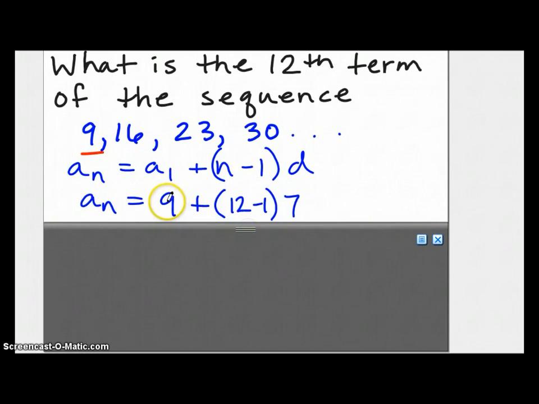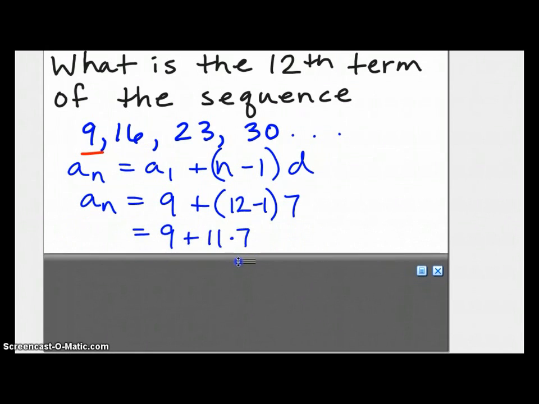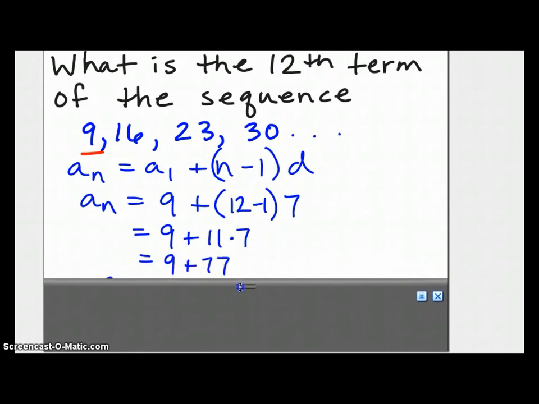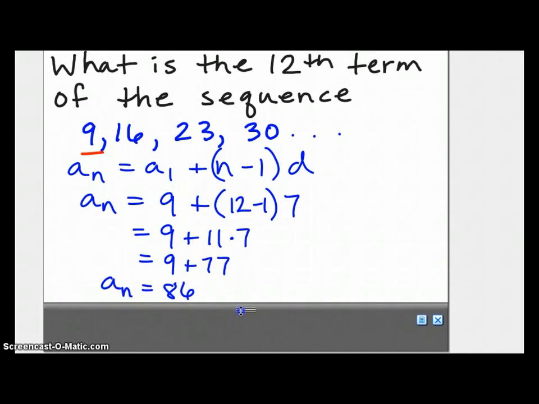So we can fill this out. 9 is our first term. We're looking for the 12th term. And 7 is our difference. All we need to do is simplify. So 12 minus 1, that would be 11. And then we're going to multiply that by 7. So what we have is 9 plus 77. So our nth term, our 12th term, is 86.